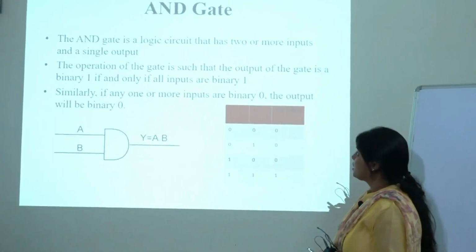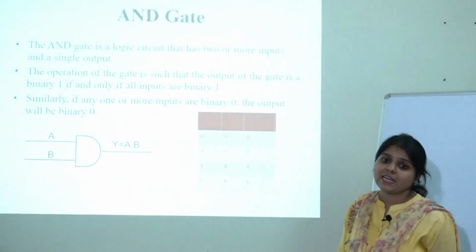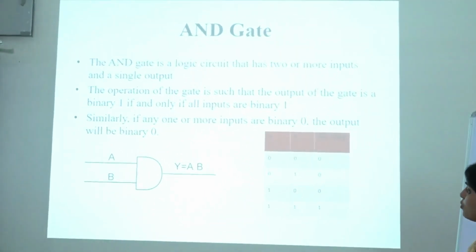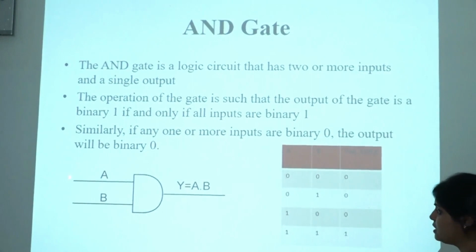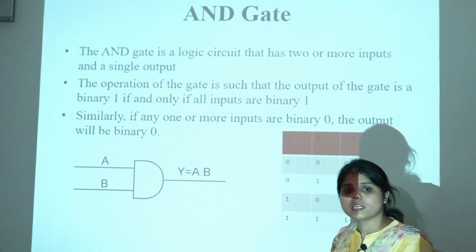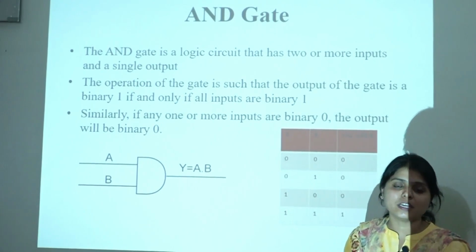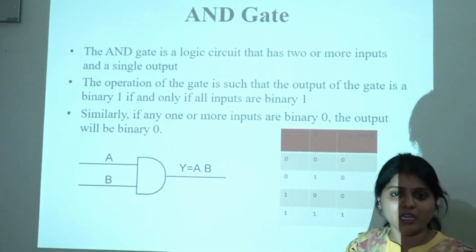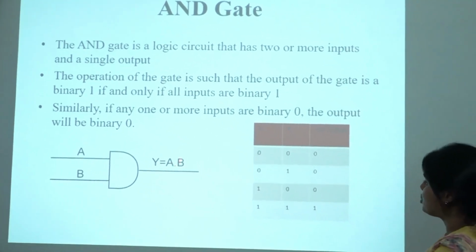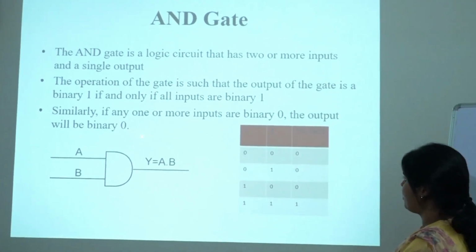Okay. Now the second logic gate is AND gate. Okay. AND gate is a logic circuit that has two or more inputs. I can take in the diagram here, I have taken two inputs, A and B. You can also take three inputs wherein A, B, C, or you can take n number of inputs. Okay. So basically AND gate is a digital logic circuit which can take two inputs and performs multiplication operation.